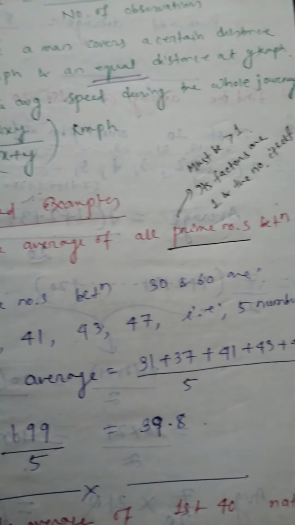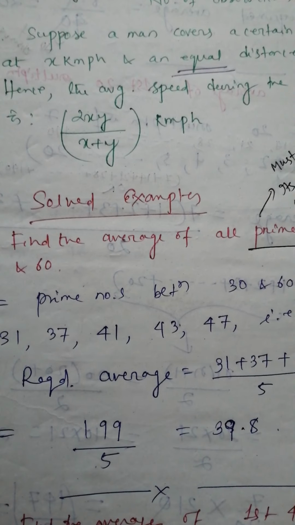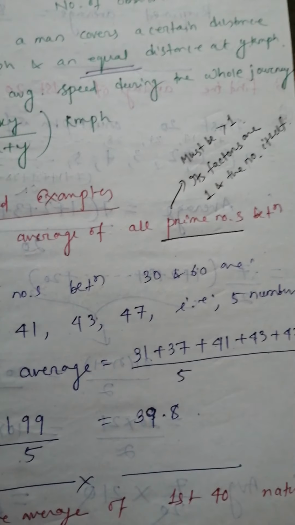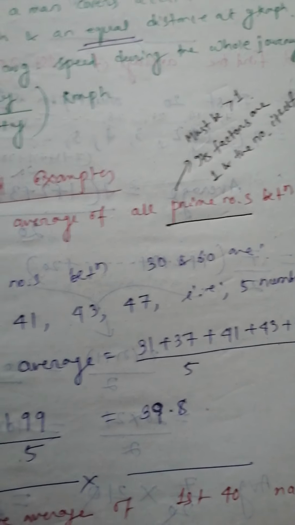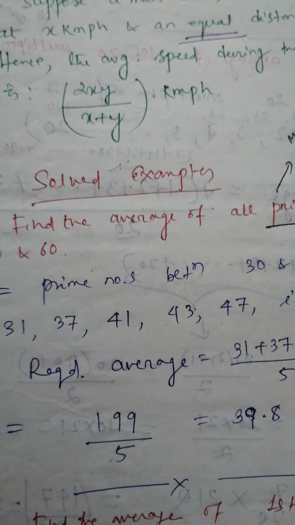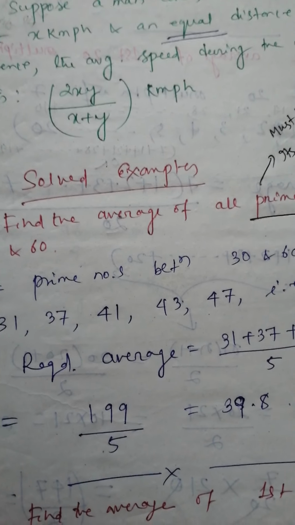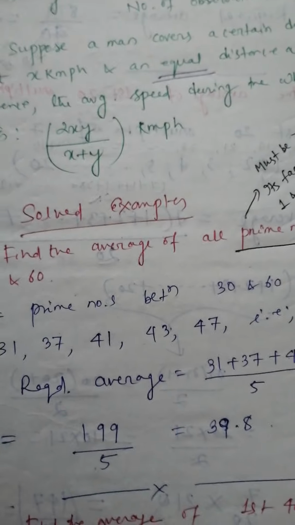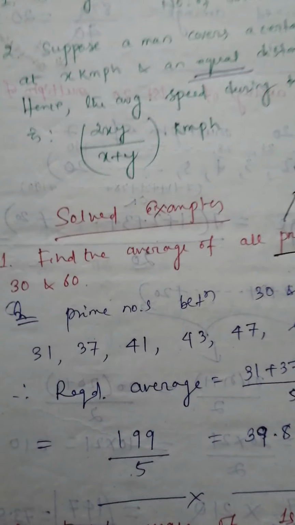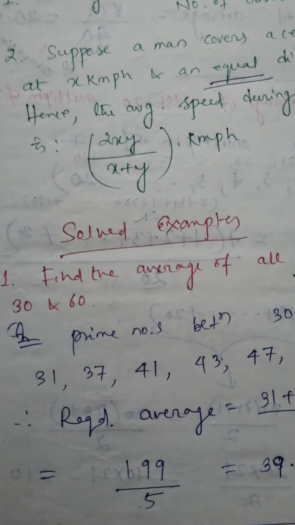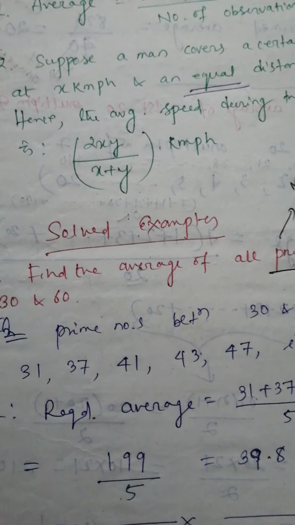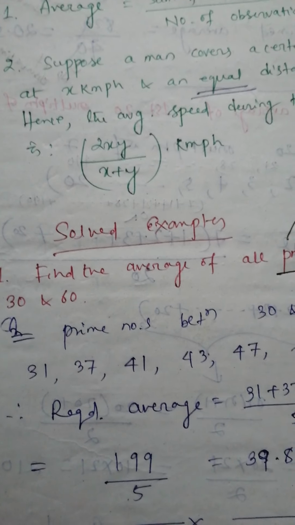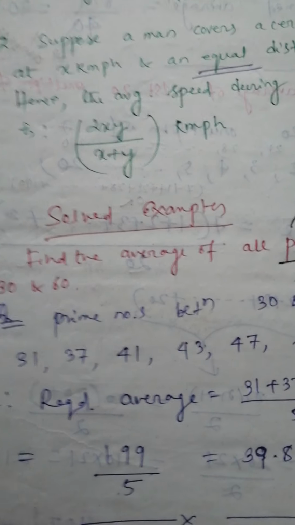Point number 2. Suppose a man covers a certain distance at x km per hour and an equal distance at y km per hour. Hence, the average speed during the whole journey is 2xy divided by x plus y kilometer per hour. Now, I think the second point needs some analysis. How can we say in a straight way that the average speed must be 2xy by x plus y? So, let us discuss it.